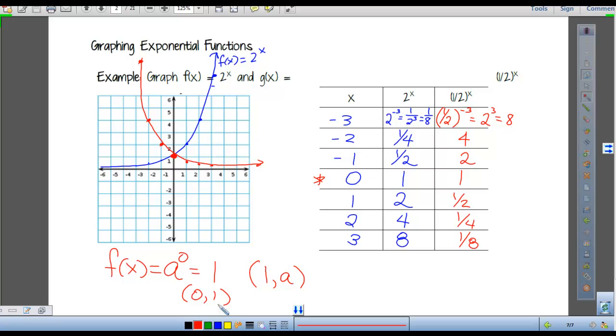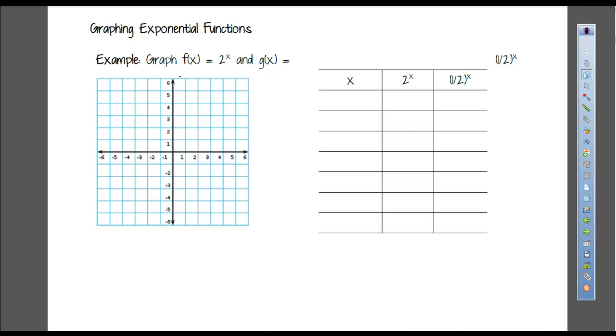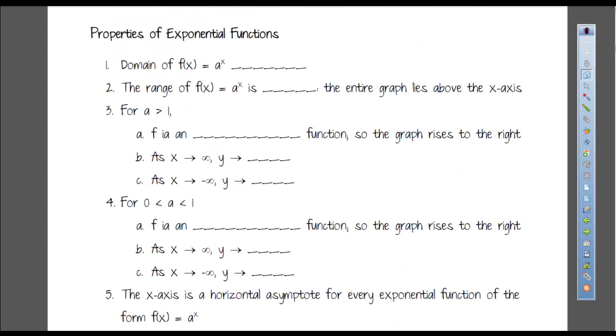Okay, very good. So let's see what generalizations we've left out. Okay, first of all, the domain of f of x equals a to the x, we already said was all real numbers.